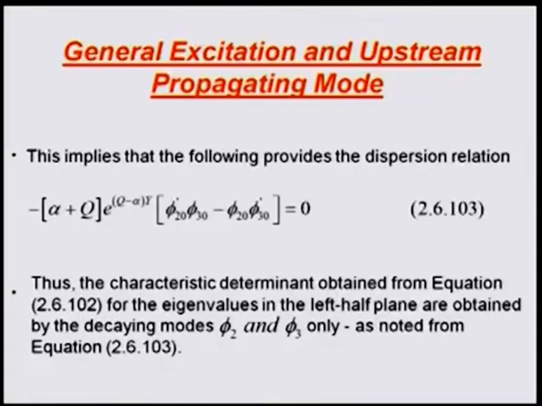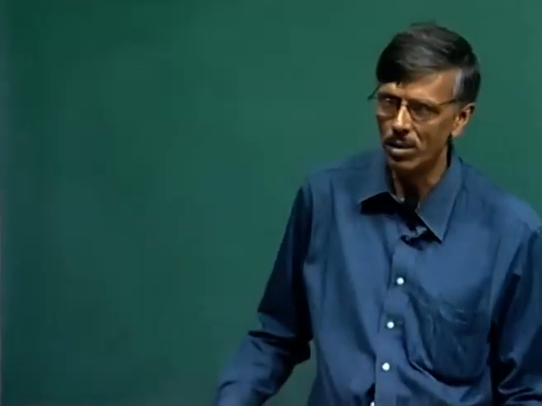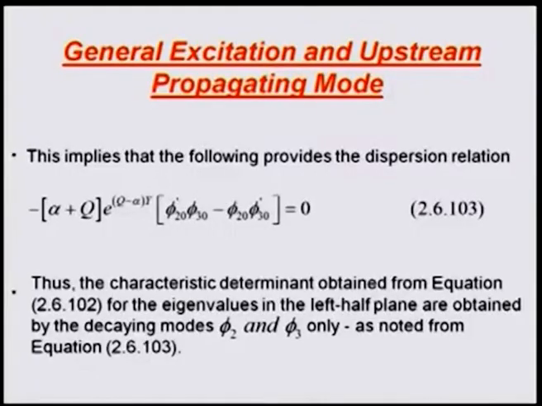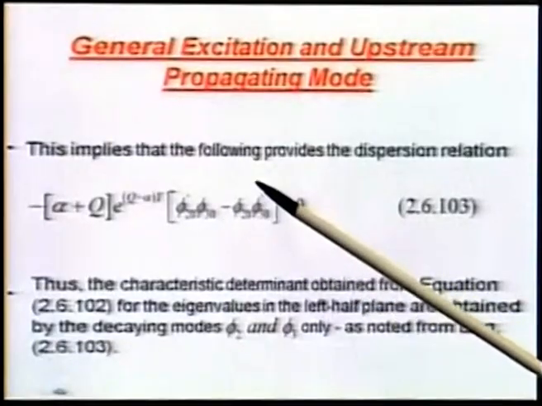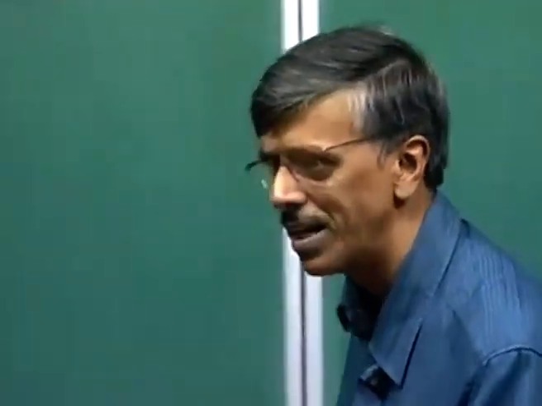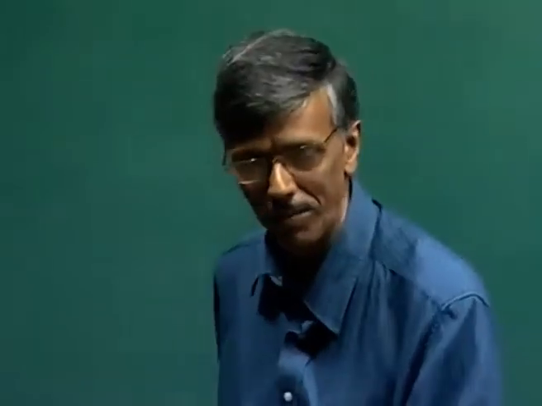So, basically then we have learned a very interesting lesson that even when we are looking for the mode in the left half plane, all we need to do is look at the same characteristic determinant, the same dispersion relation, composed of the decaying modes alone. And I told you a story that we figured it out in the late 80s, and we were really not very sure how to interpret it, but today we can interpret it. You know what we are doing.